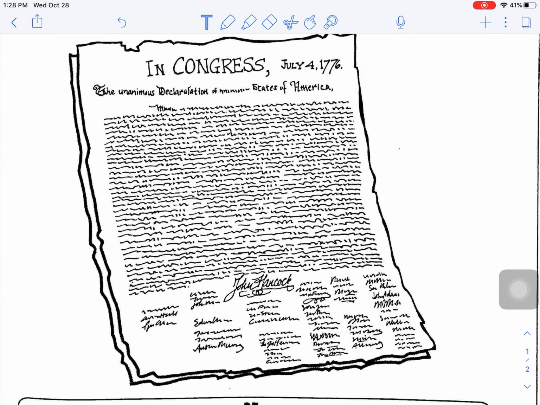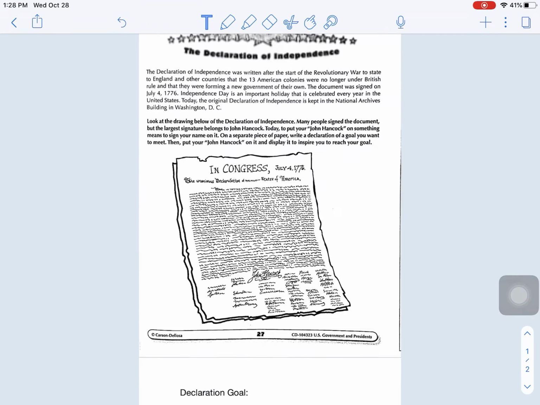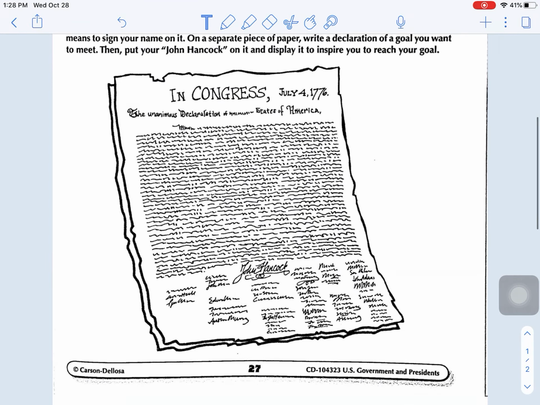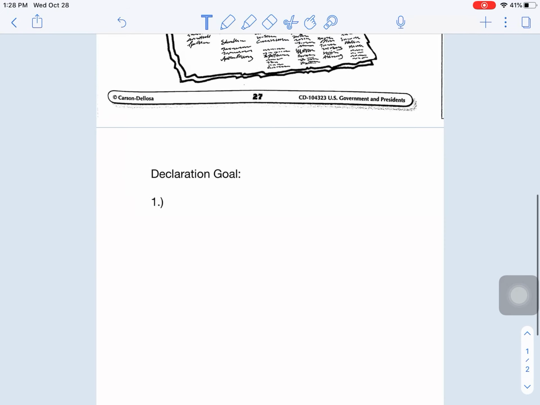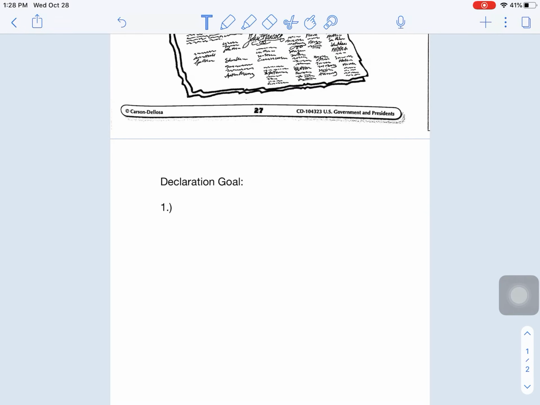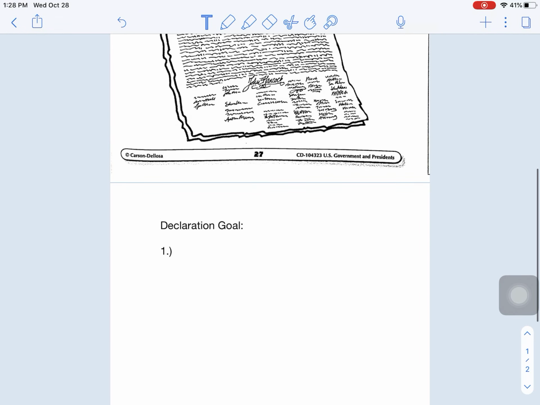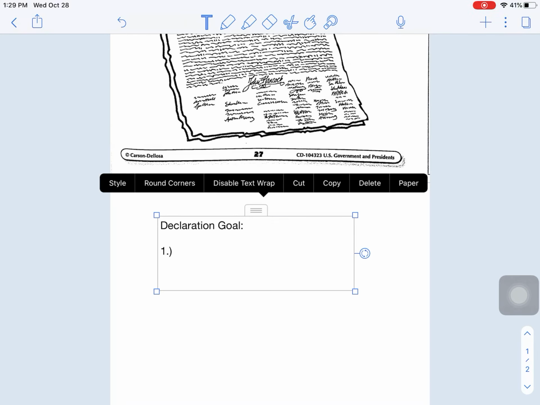So here's a picture of the Declaration of Independence, and yes, we can see right in the middle here, John Hancock's signature is nice and big. You're able to see that, and it really would stand out to the British king when he was reading this document. If you scroll down, this is where you are going to write your declaration goal, so you can look at the top for the directions again, and then you will just type your declaration goal. I am going to ask that you write your goal in at least 3 sentences. I would love to see more, but at least 3 sentences here.